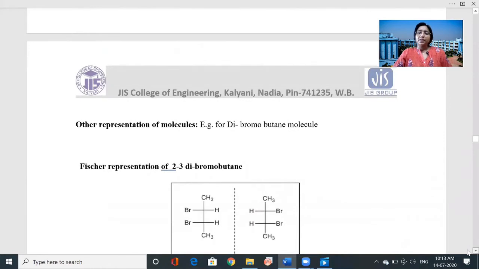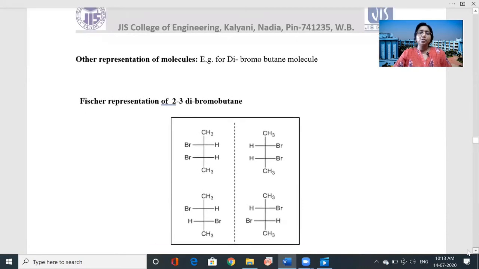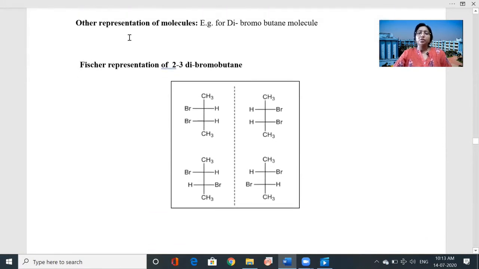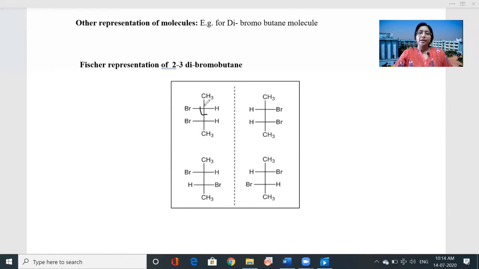Next, I'm showing the different representations with dibromobutane. So the first one is the Fischer representation. Fischer representation is nothing but a 3D representation in a 2-dimensional way. Here you can see a vertical line and horizontal lines. At the intersection point there is a carbon. In this intersection point, there is also a carbon. So it may be chiral or it may not be chiral. What is chiral? I will explain later. So this is the Fischer representation.